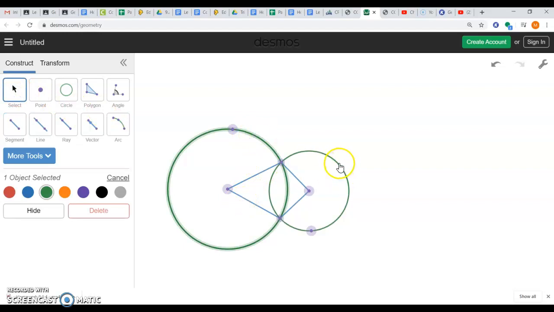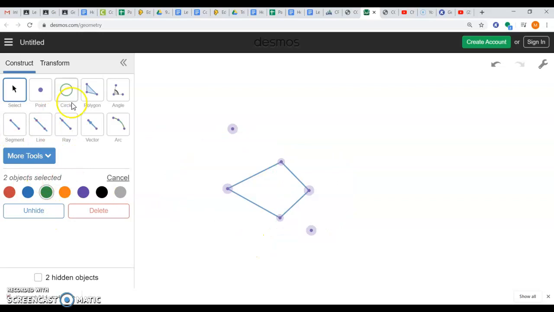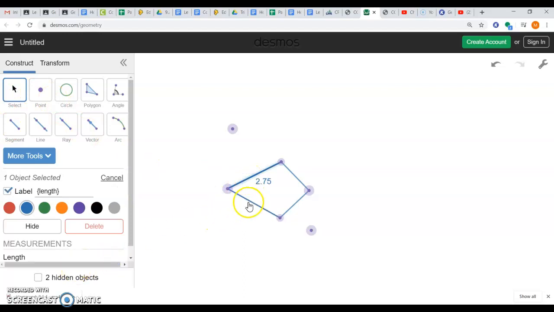And so if I erase my circles here, or hide them, I can confirm that this is definitely a kite by looking at the lengths. If I click here, that's 2.75. This length here, 2.75, because they were both the radius of that big circle. And this one here is 1.83, and this one here is 1.83. And so this is definitely a kite. It's got those matching sides adjacent to each other, and that's all it takes.